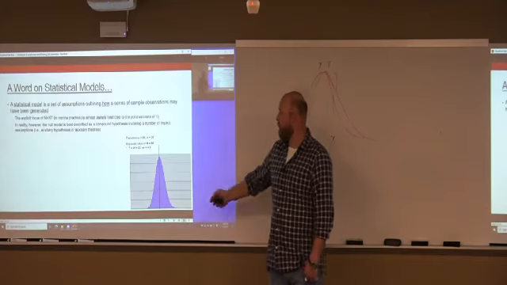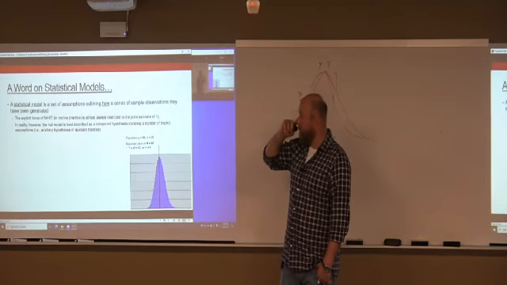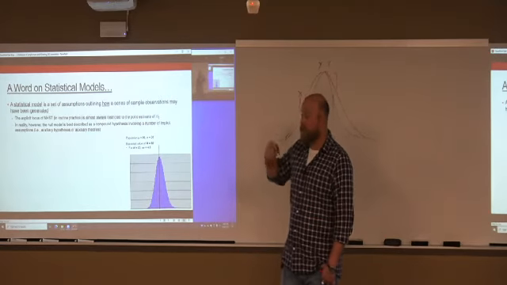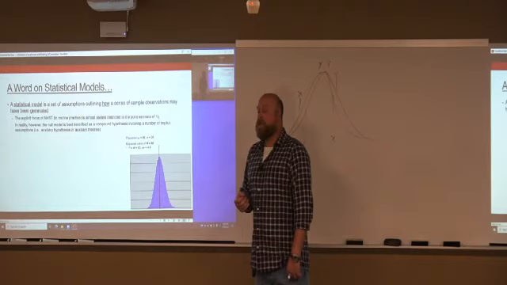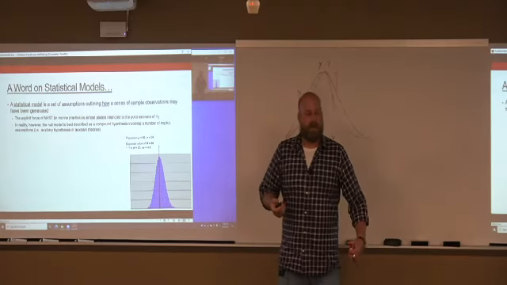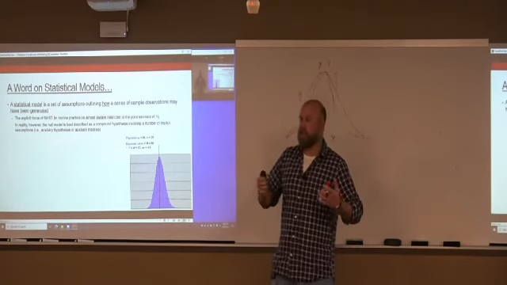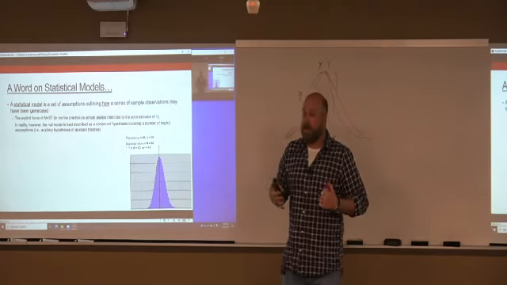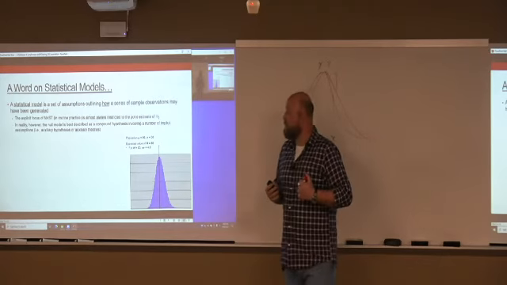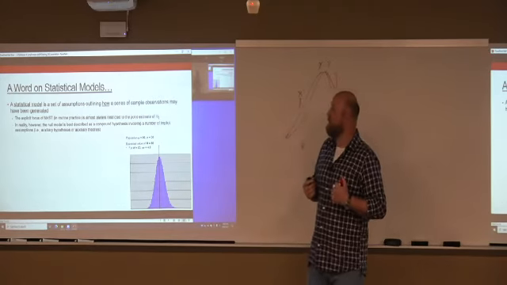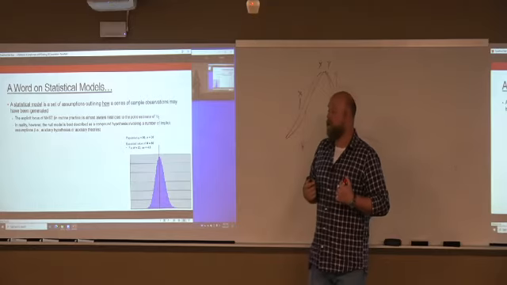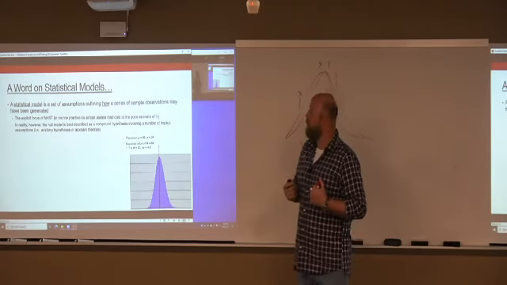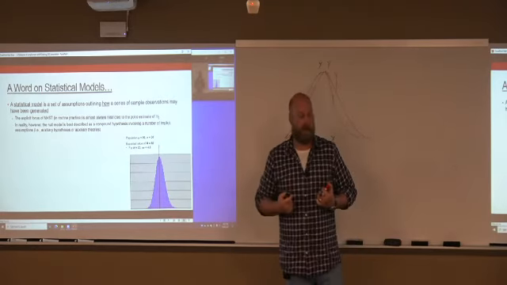Okay. All right. So a quick word on statistical models. A statistical model is just a general term. When we think about statistical models, we think about SEMs and big path analyses and things like that. Really, we break it down to the simplest terms: a statistical model is just a set of assumptions that describe how a series of observations might have been generated.